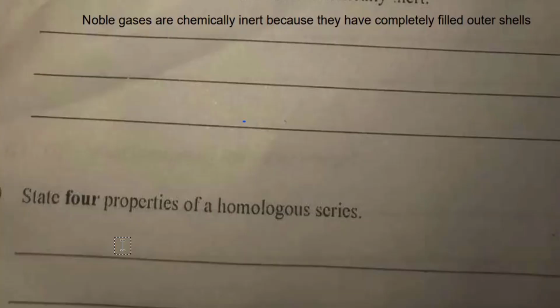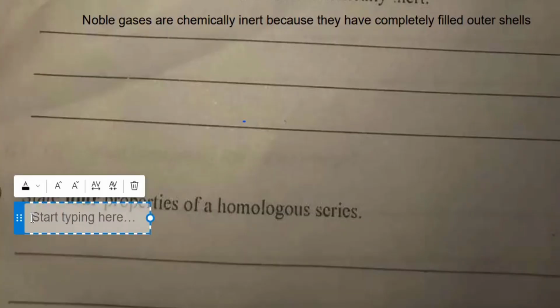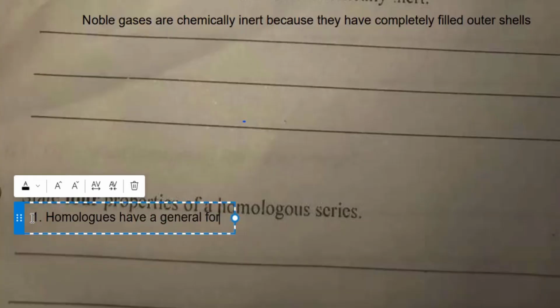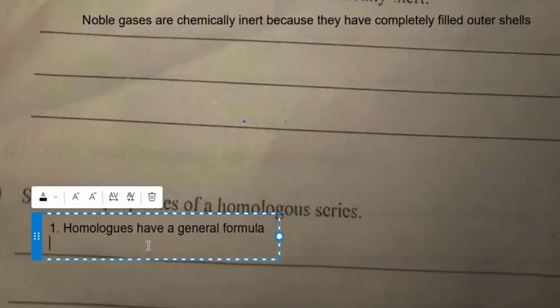Now, what are the properties of homologous series? What makes a group of compounds to be considered as a homologous series? 1, homologs, that's members of the homologous series, have what? A general formula. They have a general formula. 2, they have a general method. A general method of what?